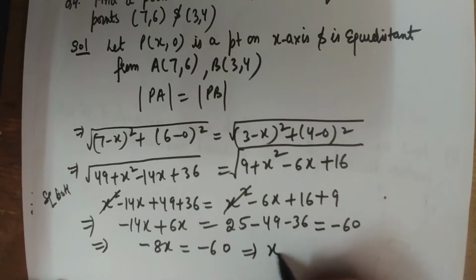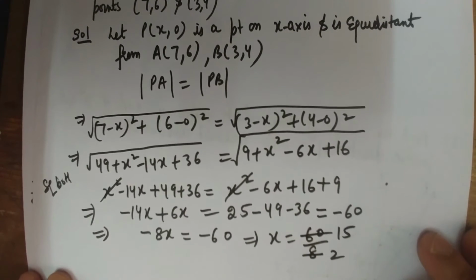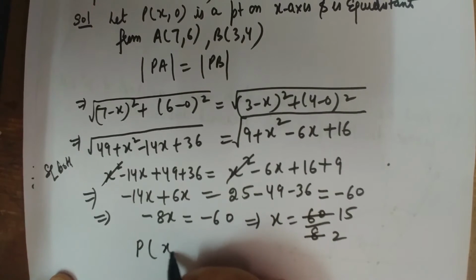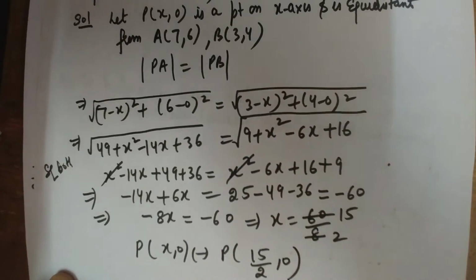So this implies x is equal to 60 by 8. So this is 15 by 2, right? So what is my required point P? The P coordinate will be x comma 0. That is, your P coordinate is 15 by 2 comma 0.